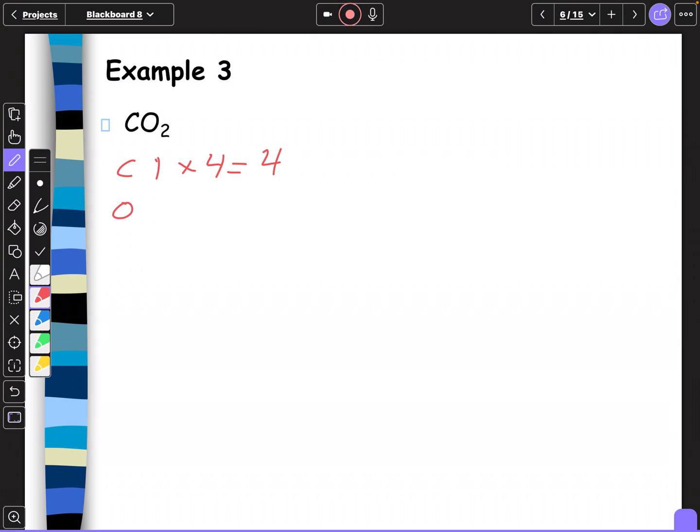Oxygen, I have 2 of those oxygen atoms. Multiply that by the valence electrons of oxygen. It's in group 16 or 6A, so it's going to have a total of 6 valence electrons. 2 times 6 is 12. I add these together. 4 plus 12 is 16. So this molecule is going to have a total of 16 valence electrons associated with it.